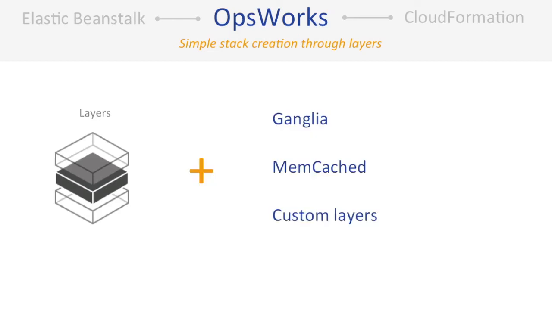Now you can of course define custom layers using Chef, but there are also layers like memcached that you can stick in front of your database, or you could stick a Ganglia layer in there as well. So you can extend these things, and we'll be adding more and more of them over time as defaults inside the console.